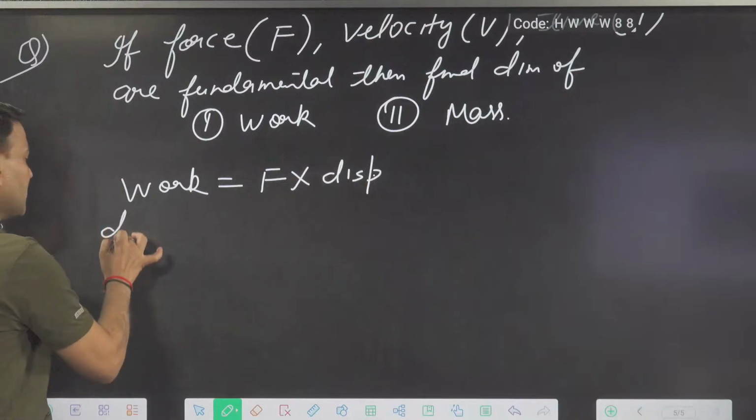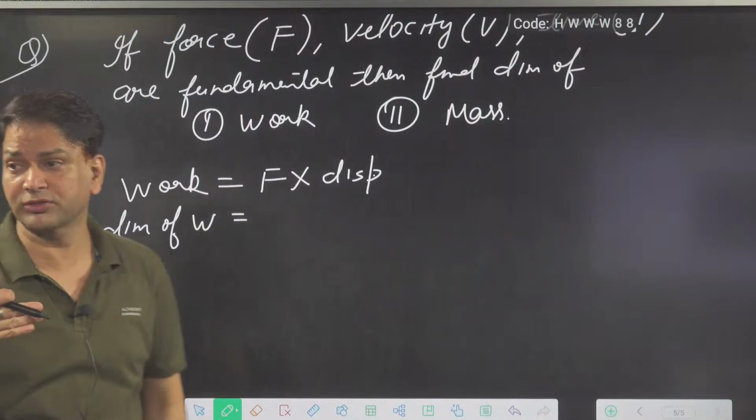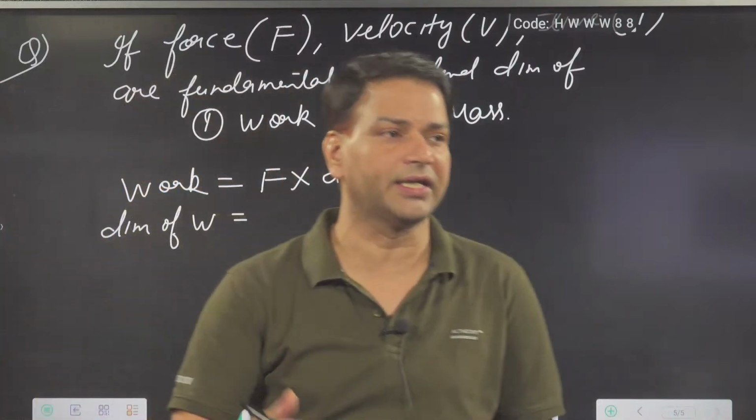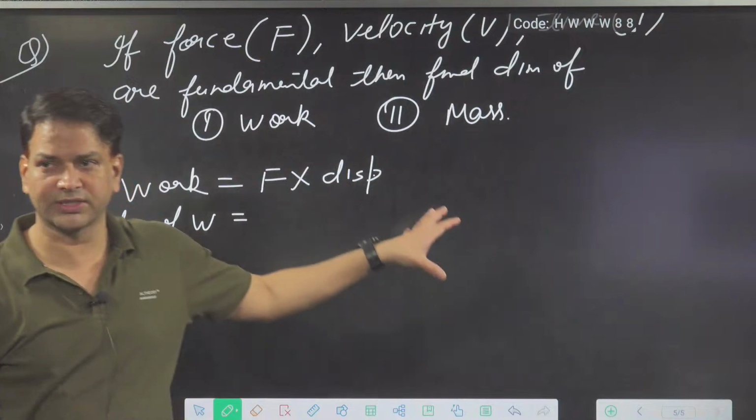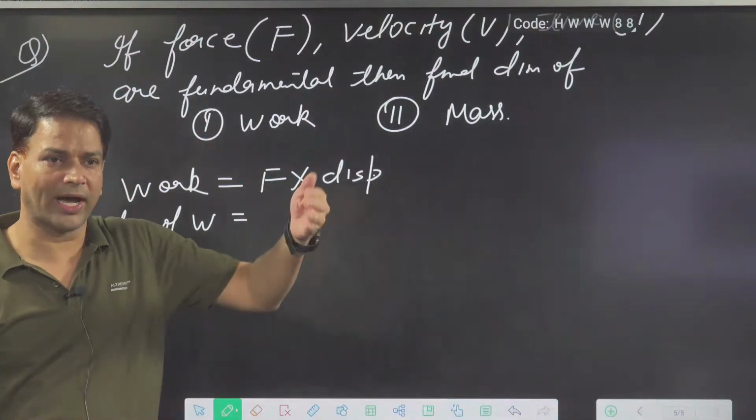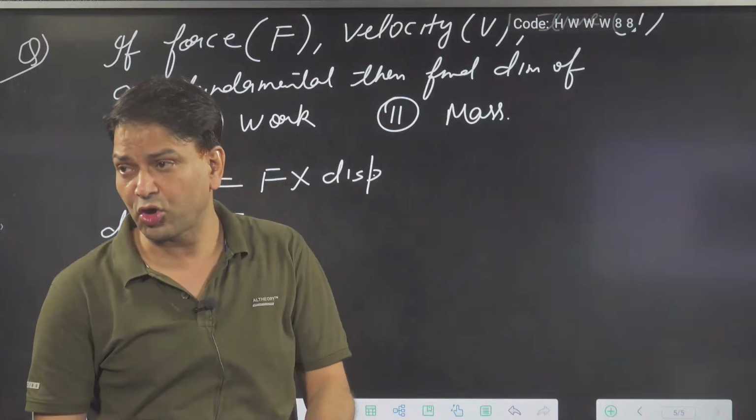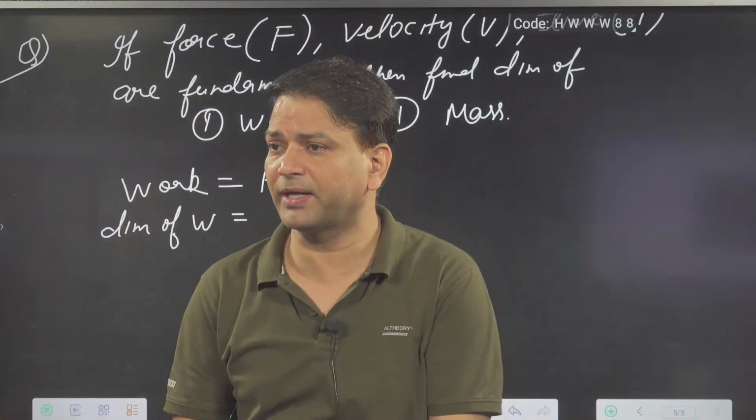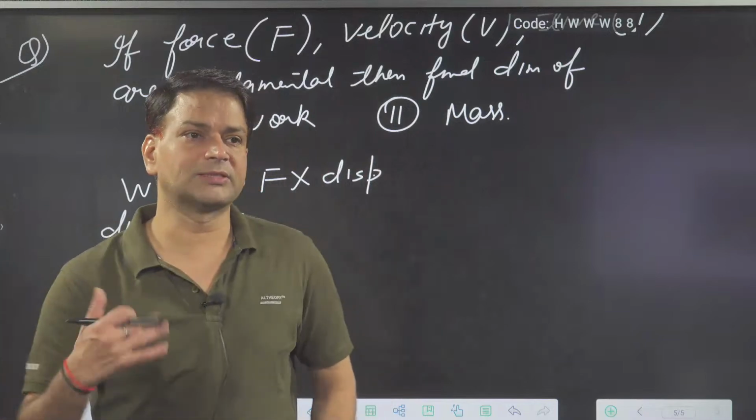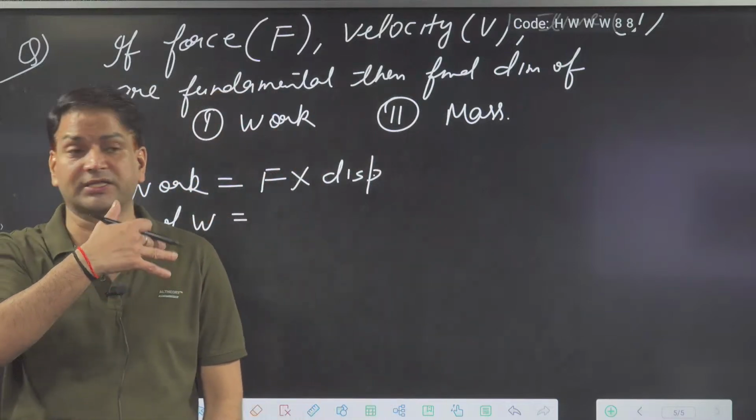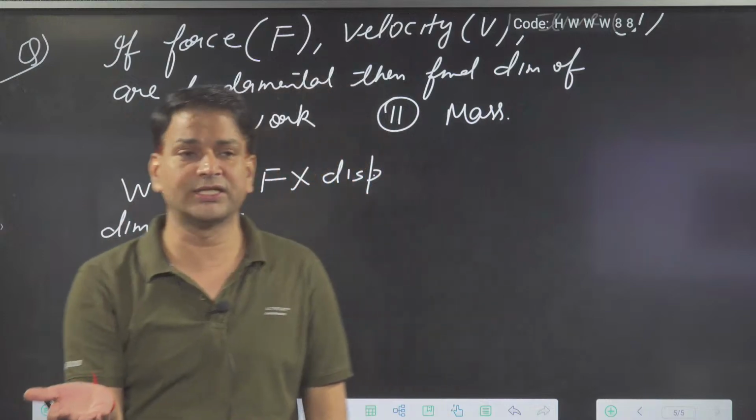I need the dimension of work in terms of F, V and T, because the fundamental quantities now are F, V and T. In the work formula, force is there. Force is fundamental, so I keep it. But displacement is not fundamental, so I have to replace it. We already know the relation: displacement is equal to velocity into time.